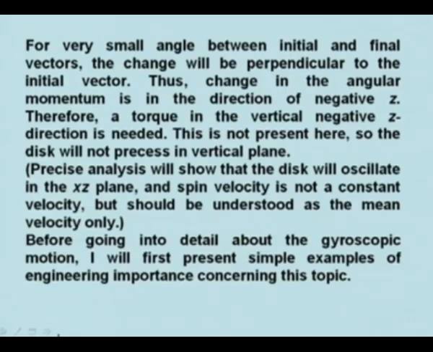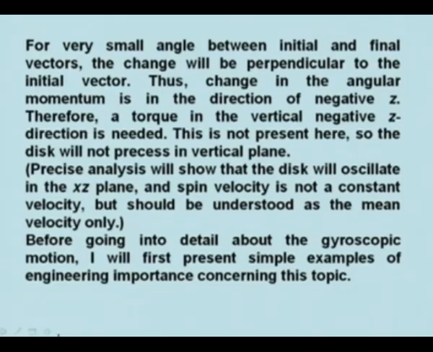But this analysis is based on the assumption, of course, that the spinning velocity is much more than the precession velocity. If we do the precise analysis, then we will see the disc will start oscillating in the xz plane, and the spin velocity is not a constant velocity, but should be understood as the mean velocity only. The precession velocity is likewise not a constant velocity, but should be understood in that way.